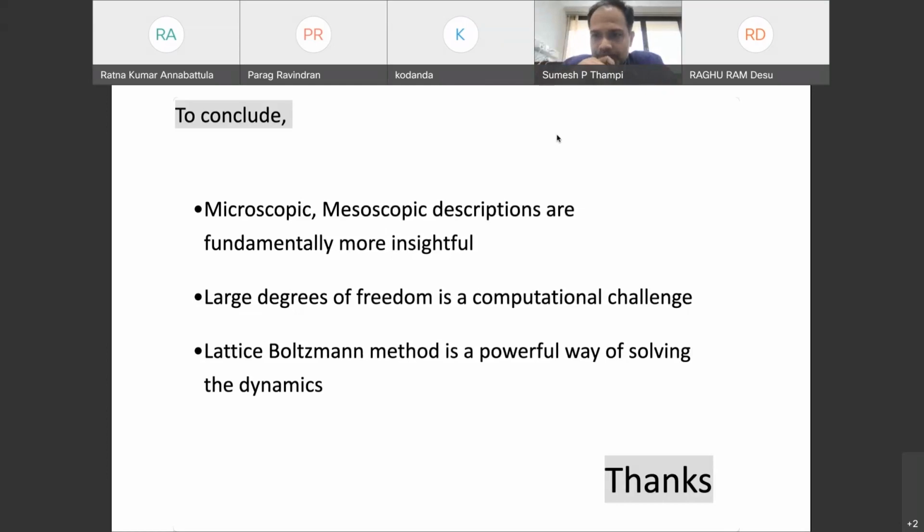Sir, I have one more question. What are some of the properties that you validate using this LB method with experiments? Because the scales are totally different. Right. So that is the good thing, that you can actually look at the macroscopic properties and see whether your simulation is able to pick it up.